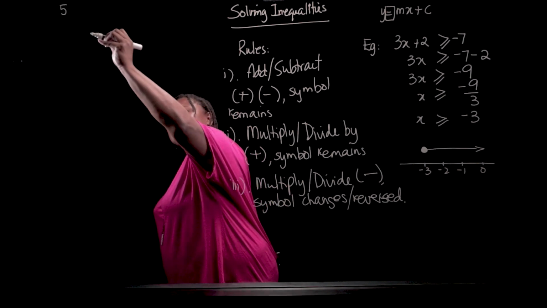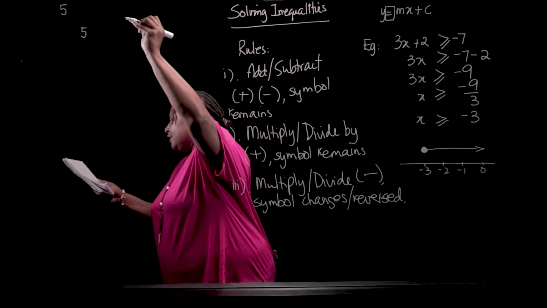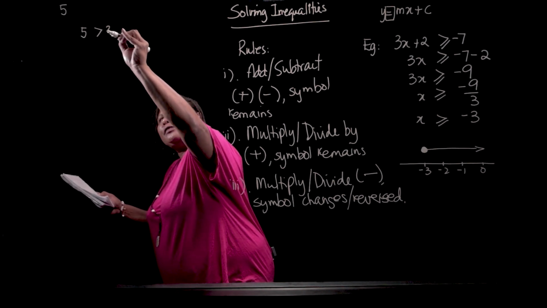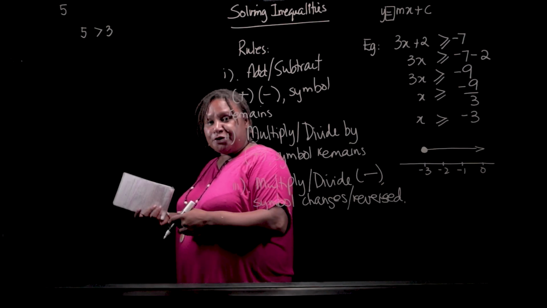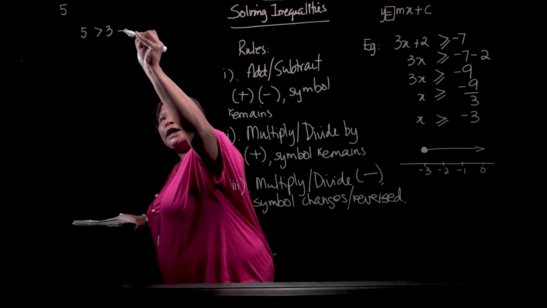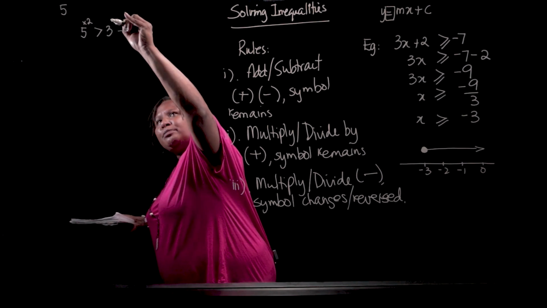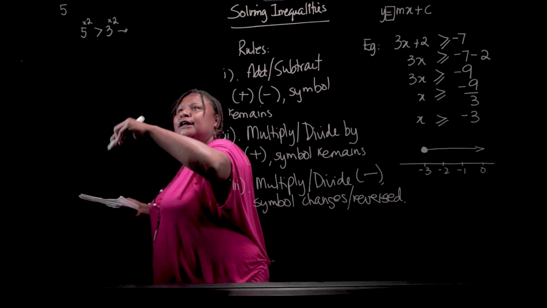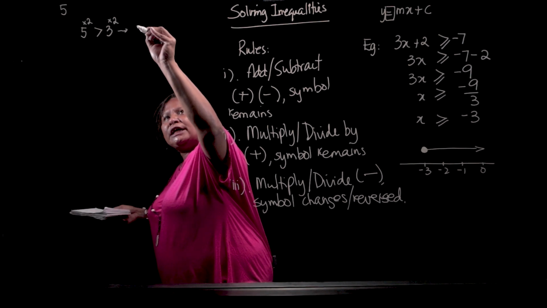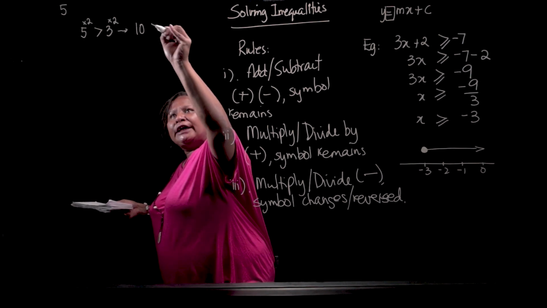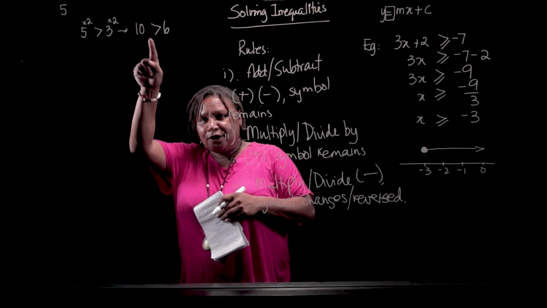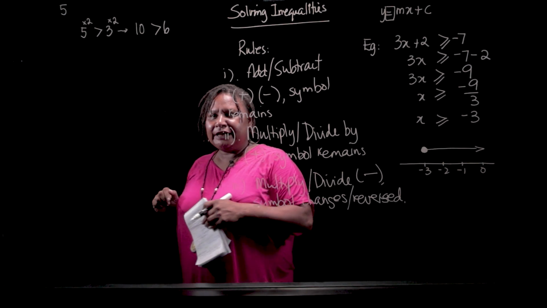Okay, now let's look at a couple of inequalities to see how the third rule is applied. Okay, so let's see 5 greater than 3. Okay, that rule is true. 5 is a number that is greater than 3. Now, if I multiply both these numbers by positive 2, it will give us an equivalent inequality. So 5 times 2 will be 10, greater than 3 times 2 is 6. That statement is still correct. 10 is a number greater than 6.